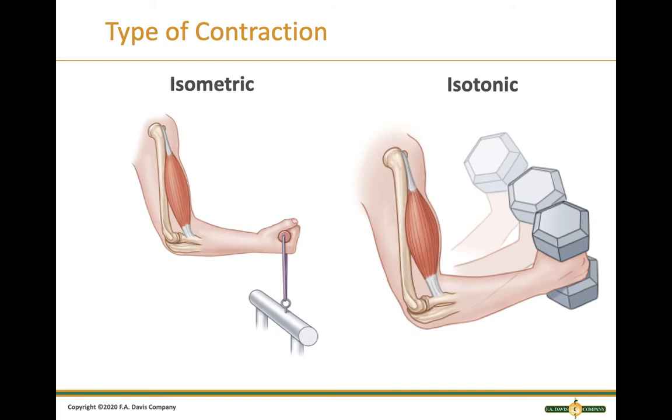The types of contraction are isometric. Isometric contractions are when the length of the muscle does not change. Isotonic contractions are when the length of the muscle does change.